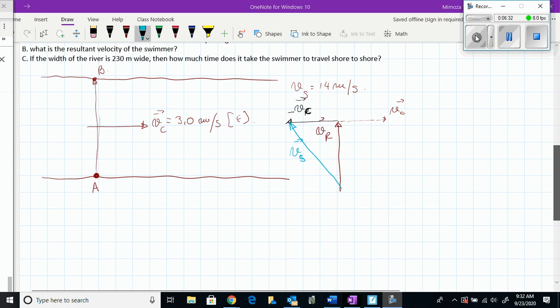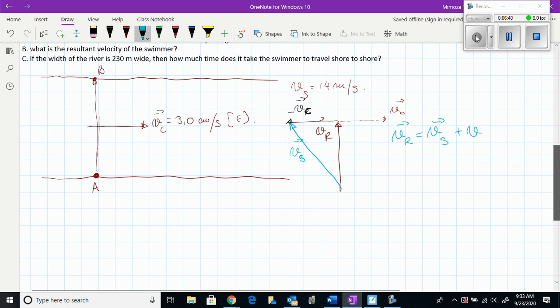Why are we writing it in this way? Because we always start with the resultant velocity being the velocity of the swimmer plus the velocity of the current. And from here, we find that the velocity of the swimmer will be the resultant velocity minus the velocity of the current. In this relationship, we are looking for the direction of the swimmer. We don't know the magnitude of the resultant, but we know the direction. And for the current, we know both the magnitude and the direction.